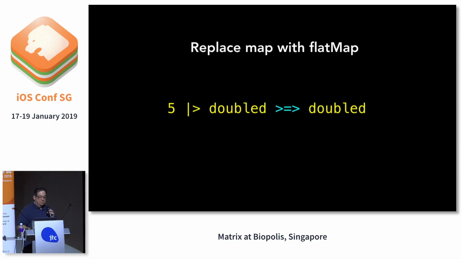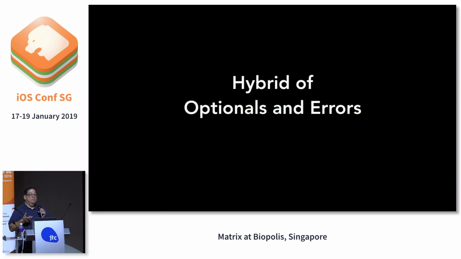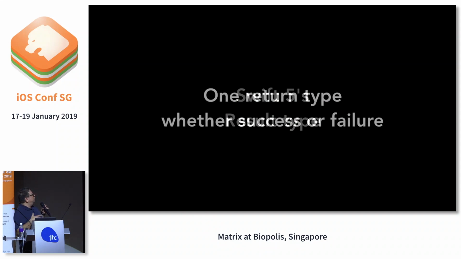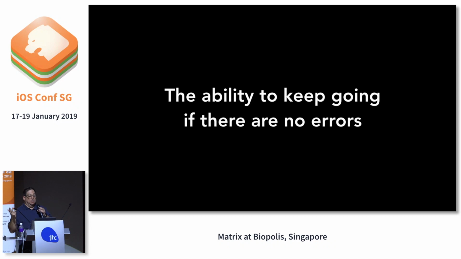So if you replace map with flat map, you get the success that you want. And so we've built this thing that is a hybrid of optionals and errors. We've used it like optionals, but we've got the power of errors. We know what went wrong, and we can pull that error out at any time that we need it. That is exactly Swift 5's result type. The idea was we have one return type, whether we succeeded or failed. We get a record of our first error, and we are able to keep going if there are no errors.